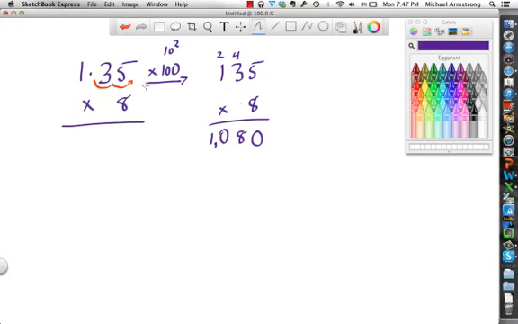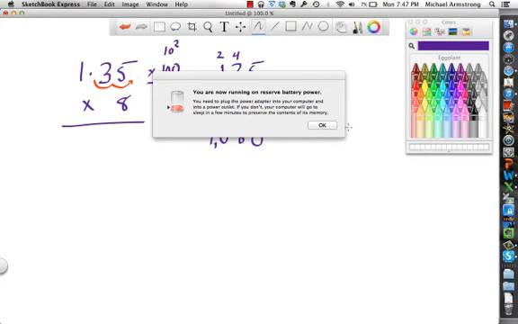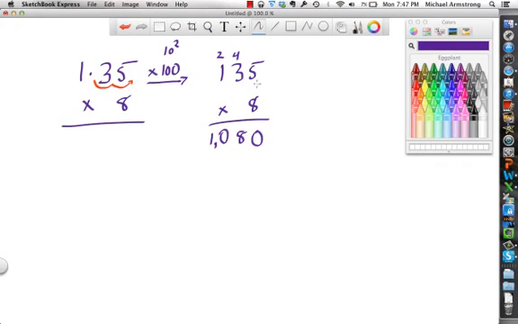But what we need to do is remember that we took out that decimal by multiplying by 100. So, I'm going to have to plug in my battery. You guys ignore that.